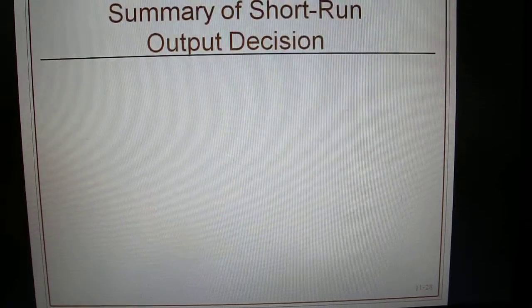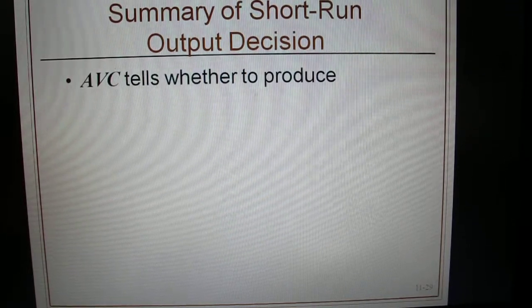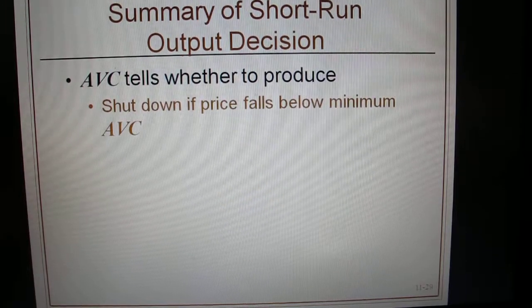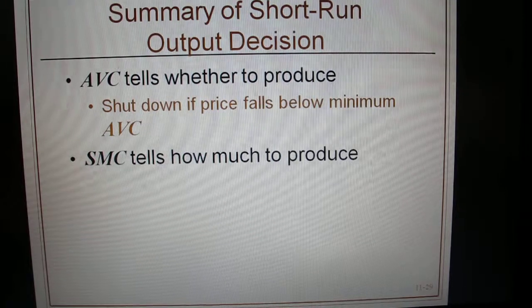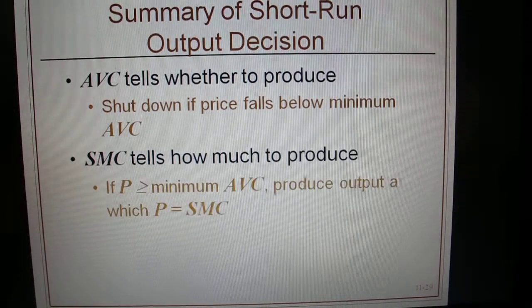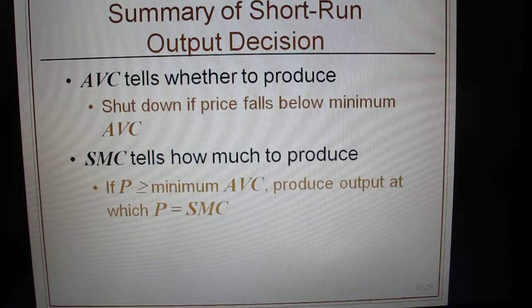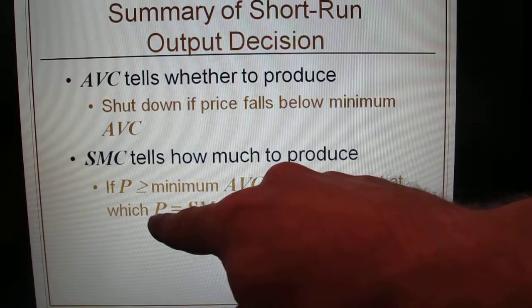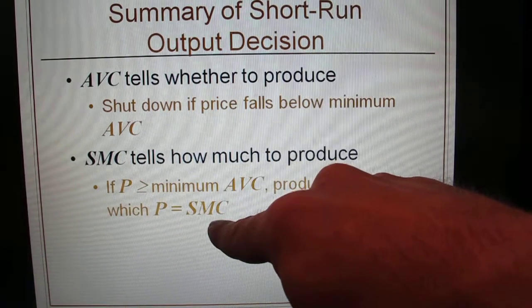Okay, so let's go through some of the summaries of these short-run output decisions. Average variable cost tells us where to shut down, if the price falls below that average variable cost. Short-run marginal cost tells us how much to produce. If the price is greater than the minimum average variable cost, total production or output should take place where price equals the short-run marginal cost. This is, remember, marginal revenue. So price equals marginal revenue equals marginal cost.